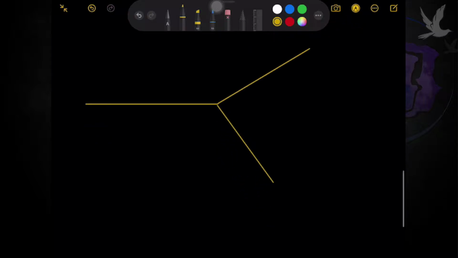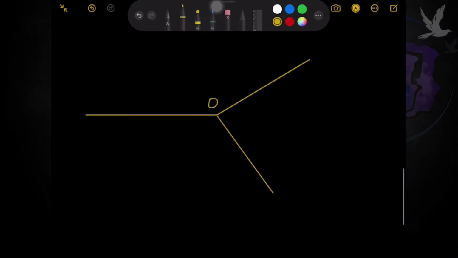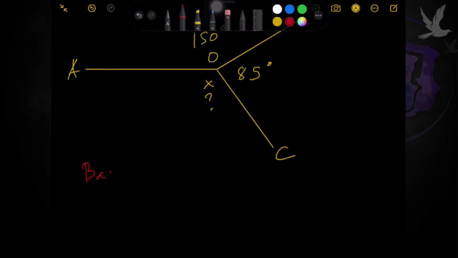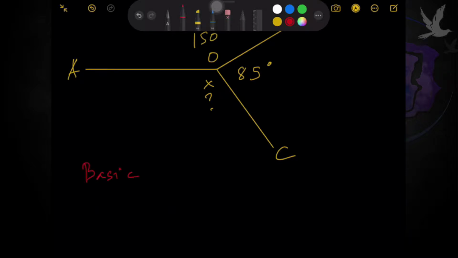Okay. So we have the point O, where all points meet, vertex nila or vertices for all these angles. We have A, B, C here. So we now have 3 angles, in which let's say this is equivalent to 150 degrees, and this one is roughly around 85 degrees, and what we are solving for is this part over here. Okay, so solving it the basic way, basic and algebraic way.